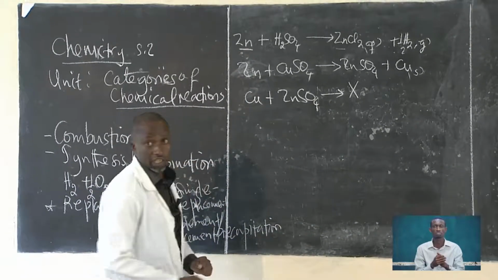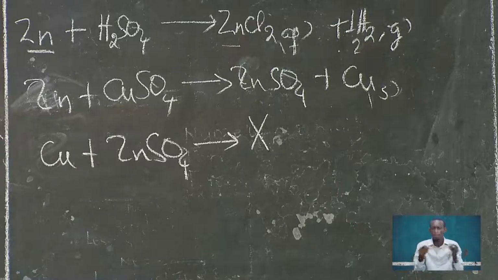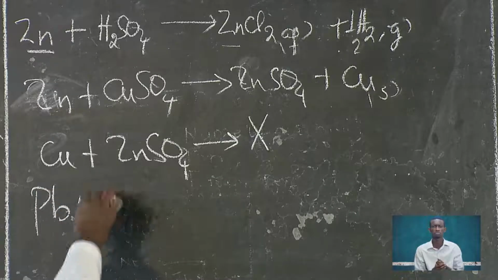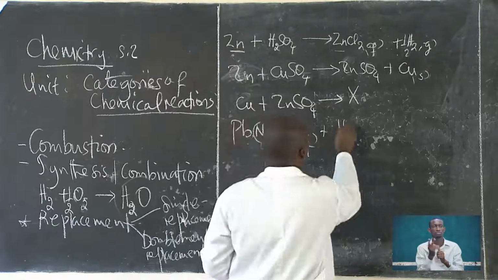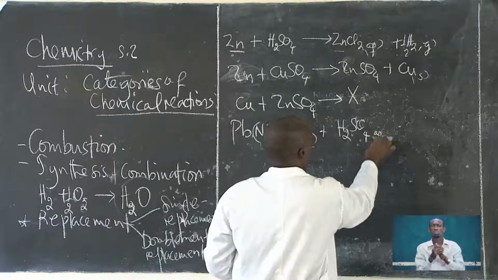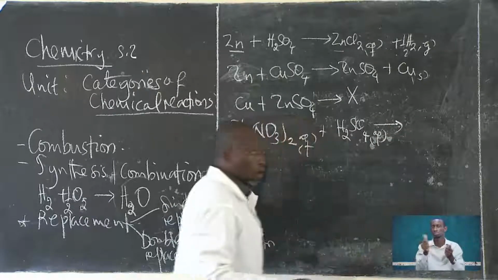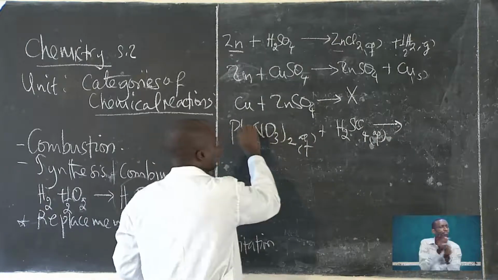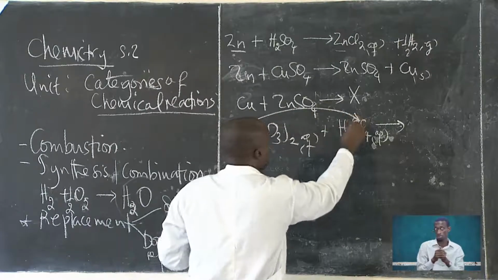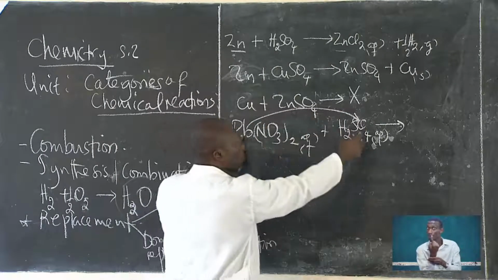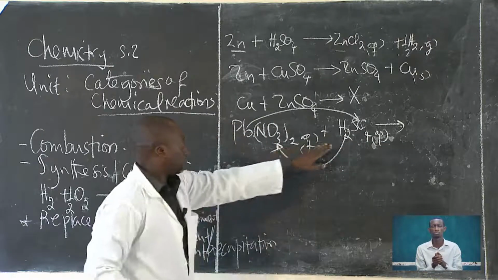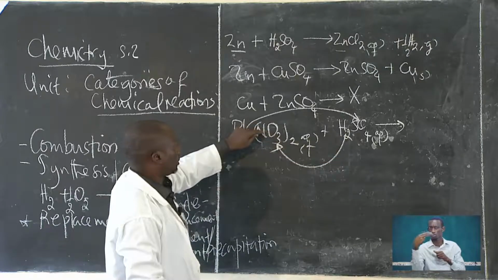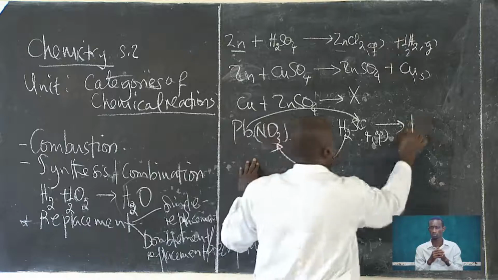So we are talking about the double displacement or double decomposition. We said you have two solutions, for example lead nitrate solution combining with dilute sulfuric acid. This is double displacement. One cation of one solution combines with the anion of another solution. So the hydrogen with the nitrate will form nitric acid.